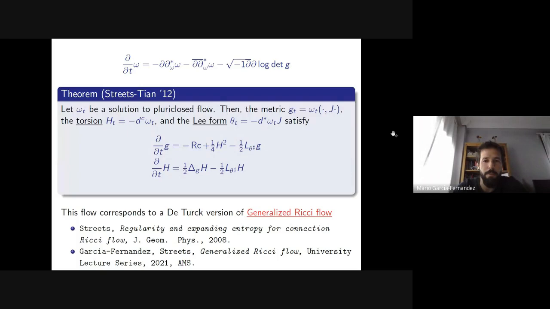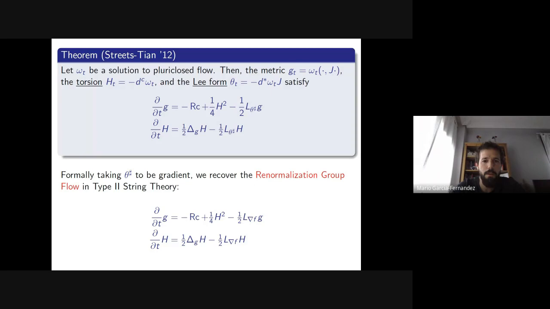Okay, so one motivation for this is that it gives solutions to this generalized Ricci flow and also to this renormalization group flow in physics. So in order to make the contact with the physics, because here the one form which appears in the equations is just an arbitrary one form, the Lee form of the Hermitian structure, in order to make contact with the physics, one needs to take the Lee form to be gradient.